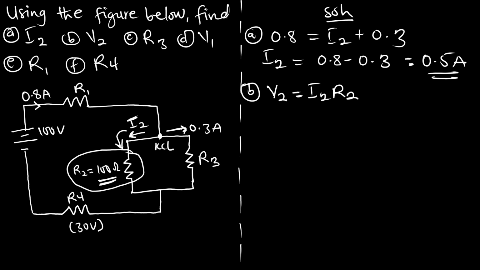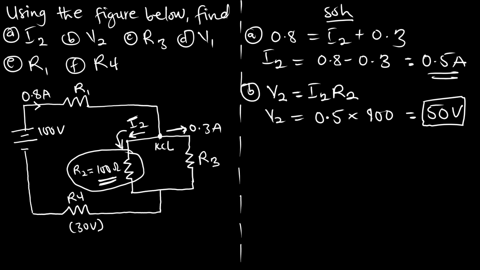Is that true? So our V2 is going to be I2, which is 0.5, multiplying R2, which is 100 ohms. So this is going to give us 50 volts. This is the voltage across resistor 2.